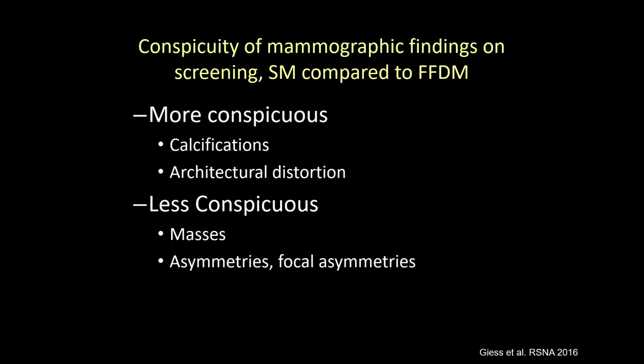This is just a prospective study that we did at our institution in the screening world. We haven't written it up yet, but we looked prospectively and rated the conspicuity of findings that we were considering for recall when we did batch screening. And we found that, as expected, calcifications and architectural distortion were more conspicuous on synthetic compared to full-field digital, but masses and asymmetries were less conspicuous.